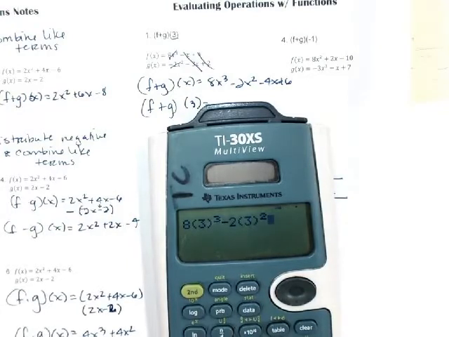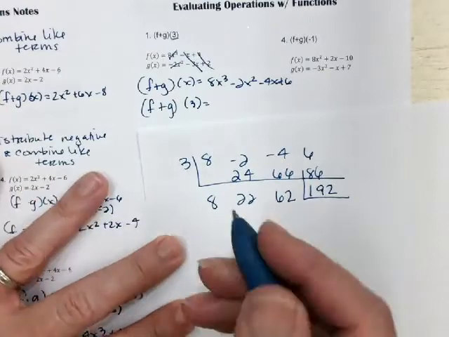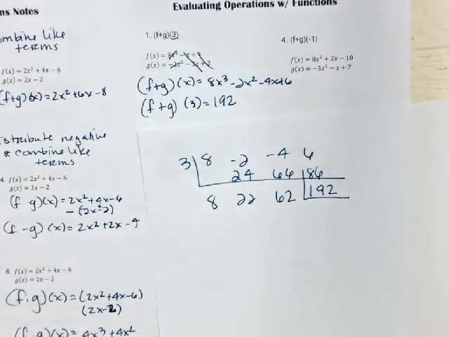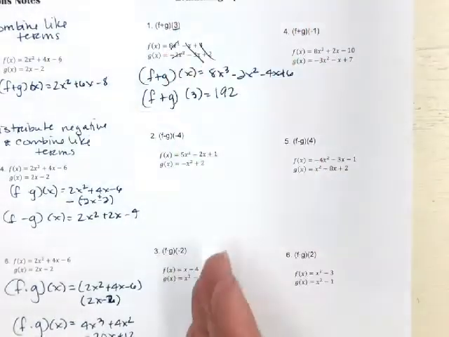There we go. Minus 4 times 3 plus 6. That looks much better. 192, 192. That's all you're doing. So I'm going to let you do these.